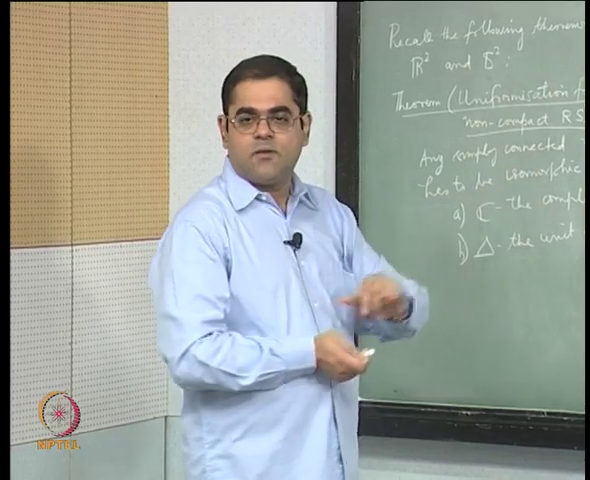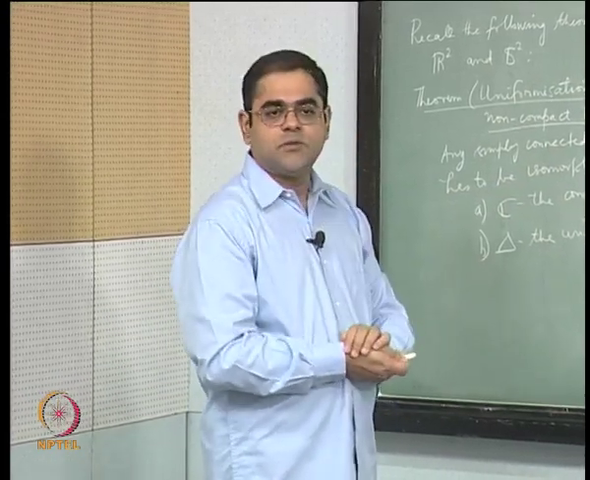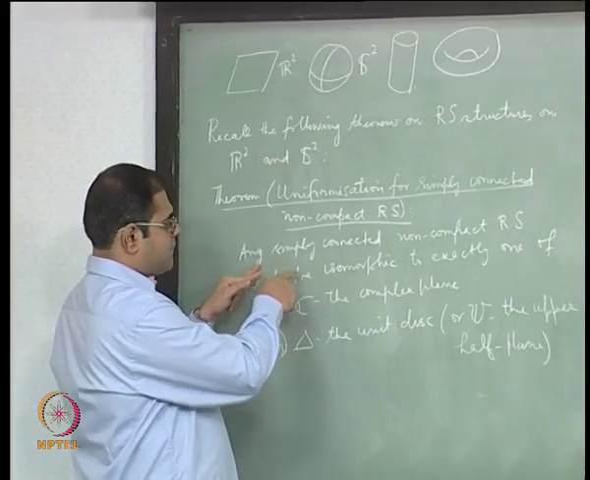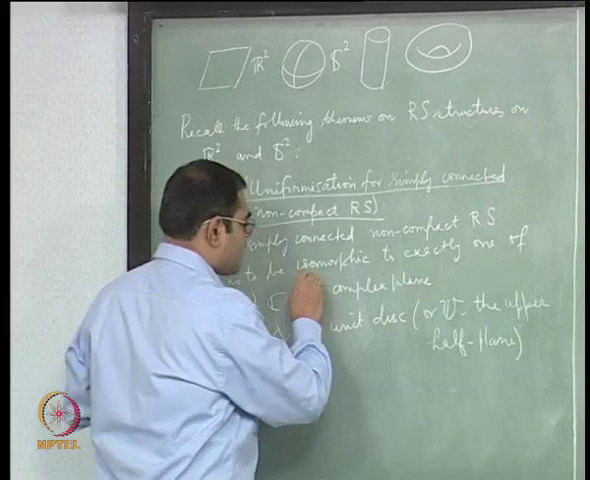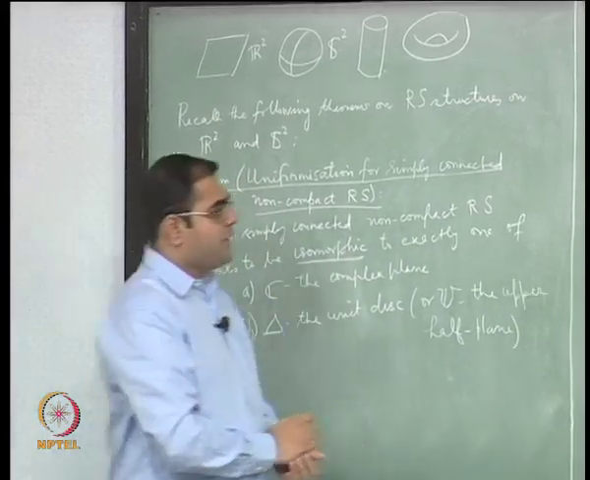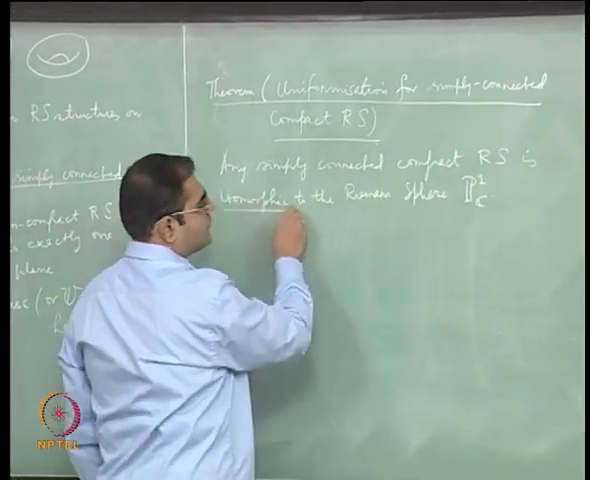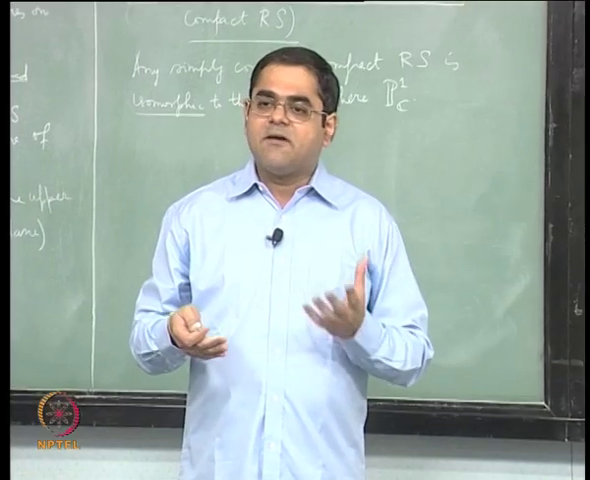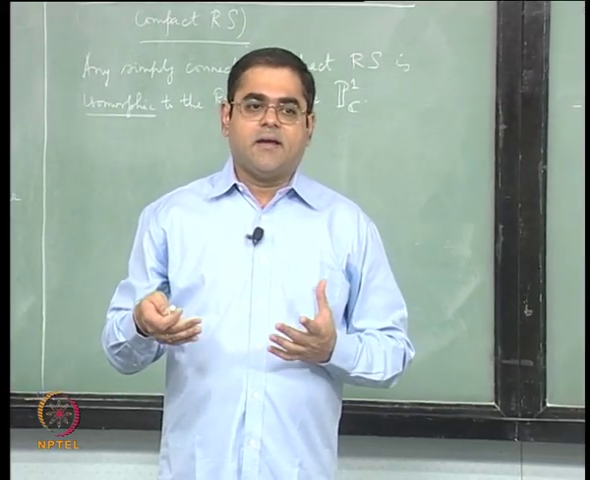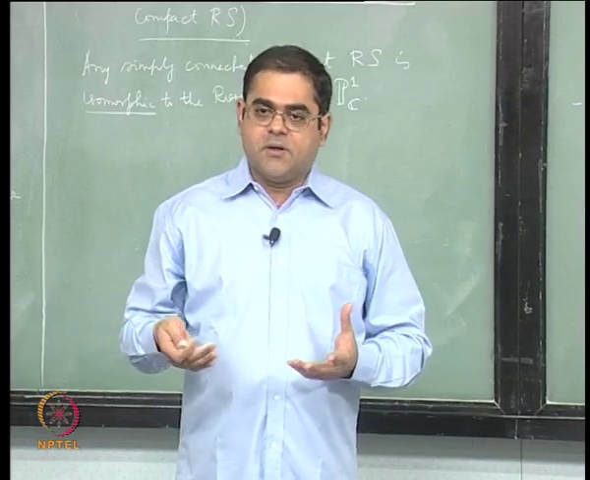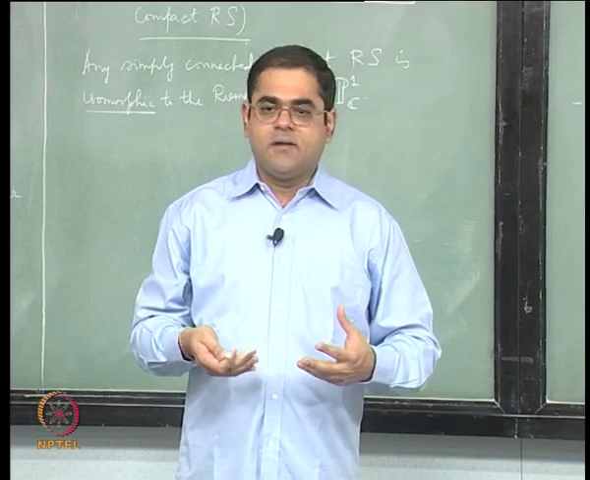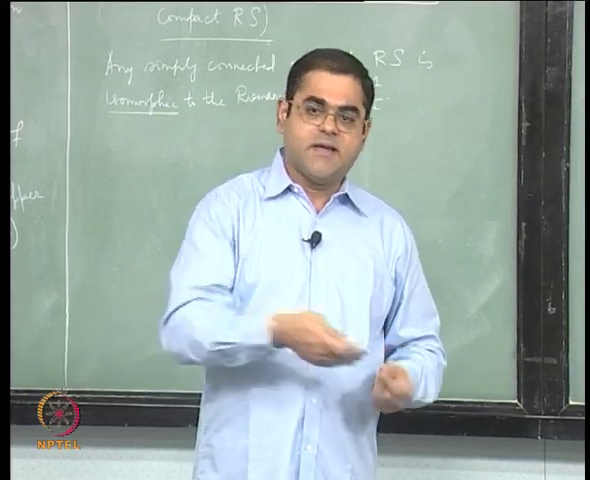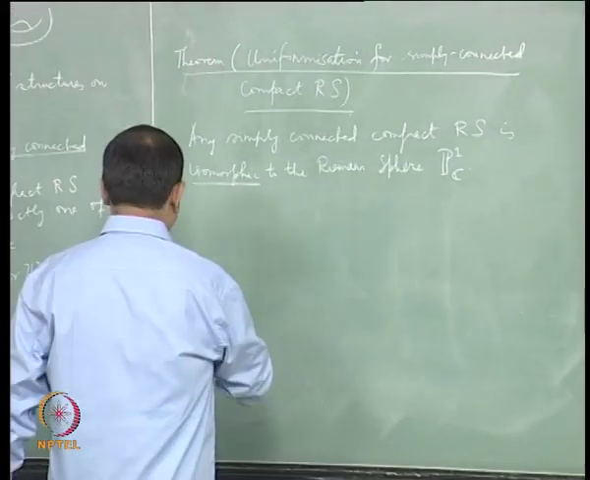The reason why I recalled these two theorems is to draw your attention to the following thing which I have to formalize. Here I said that any simply connected non-compact Riemann surface has to be isomorphic to exactly one of the following. Here also I say any simply connected compact Riemann surface is isomorphic to the Riemann sphere. So I am talking about an isomorphism between Riemann surfaces, that is something that I have not really defined. But it is very intuitive and you will see that it is very easy to define. So the idea now is to define when a map from an open subset of a Riemann surface to an open subset of another Riemann surface is holomorphic. So let us go to that.